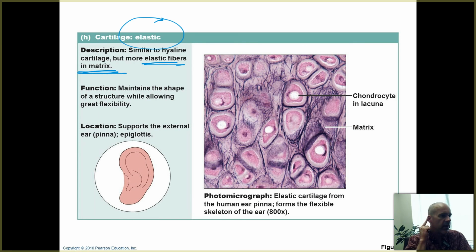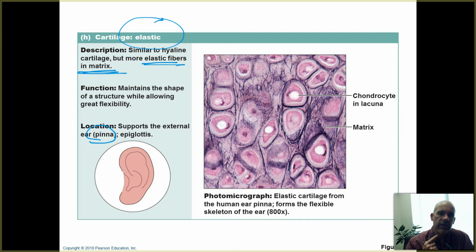You have that in this part of your ear, which is called the pinna of the ear. You guys know when you bend your ear over, it rebounds back into place, and that's because it is built from elastic cartilage.